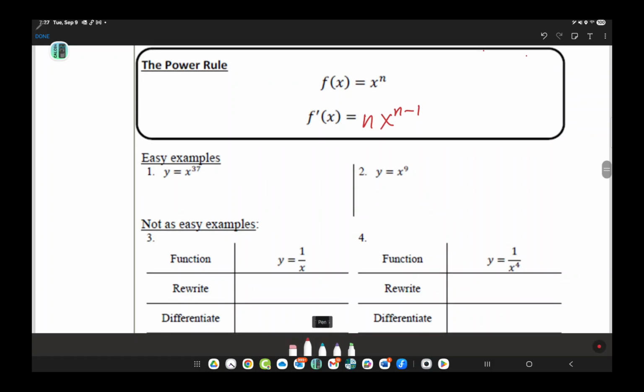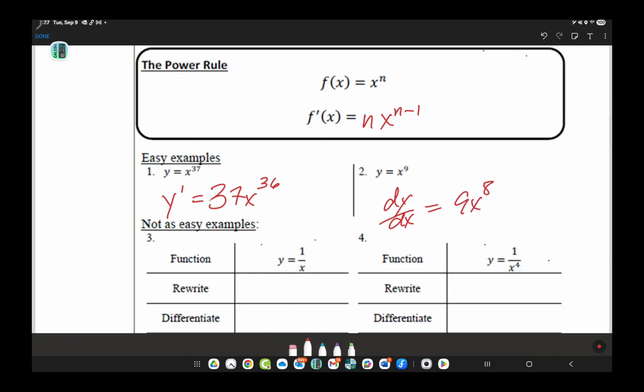So what would be the derivative of x to the 37th? 37x to the 36th. All right, so y prime is equal to that. What about x to the 9th? Well, dy dx is equal to 9x to the 8th.